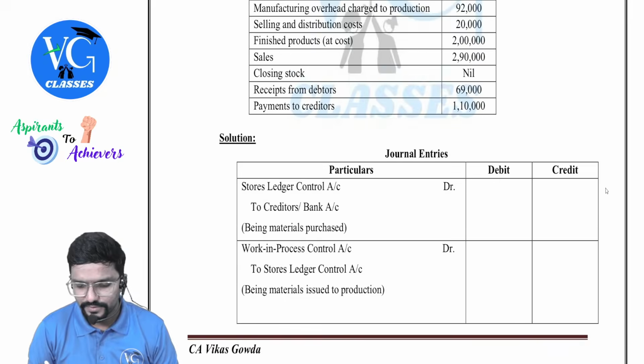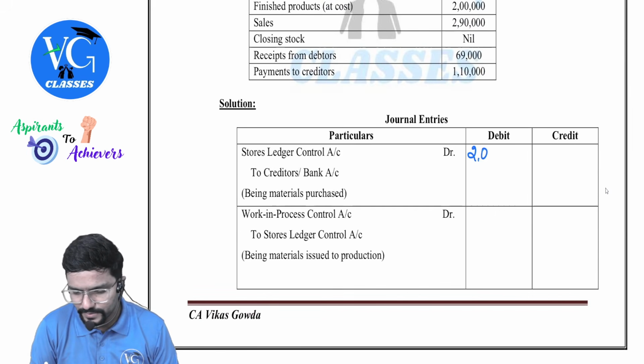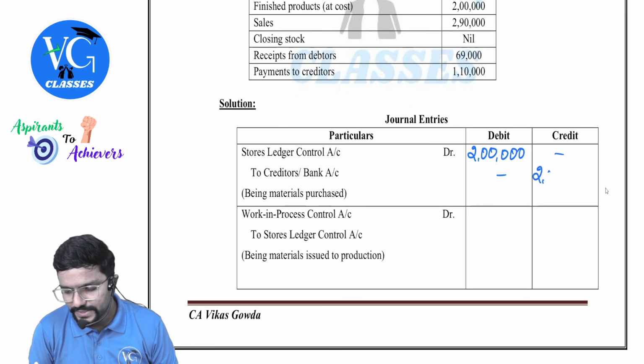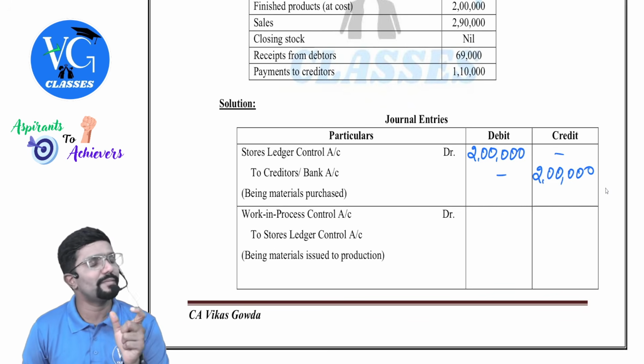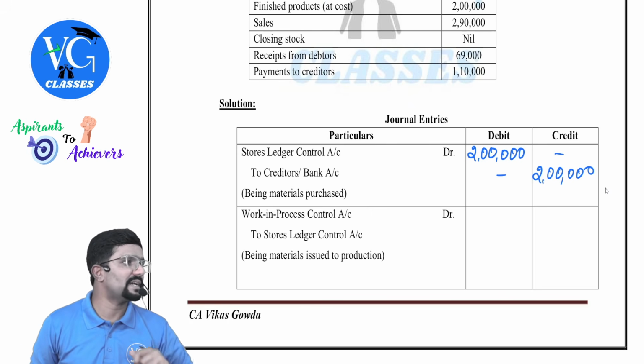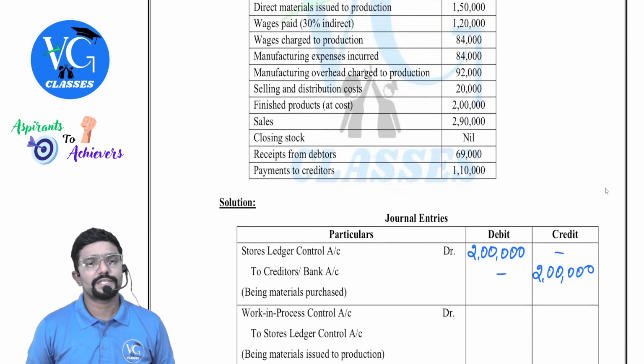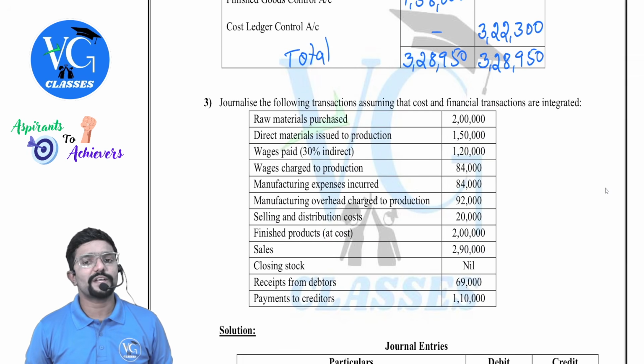2 lakh, being material purchased. If you are using only creditors, then you write being material purchased on credit. Okay. Next, direct material issued to production 1 lakh 50,000.